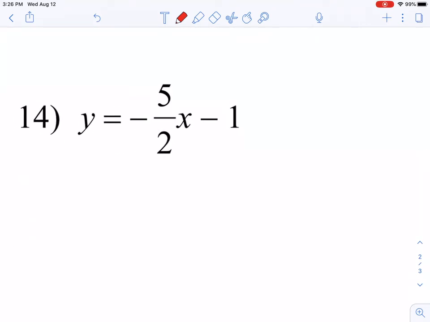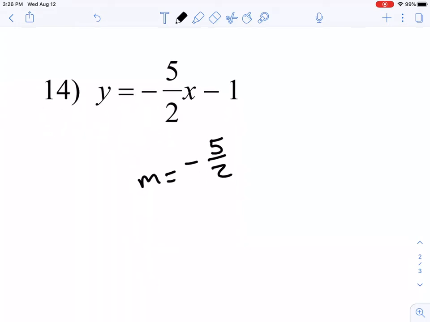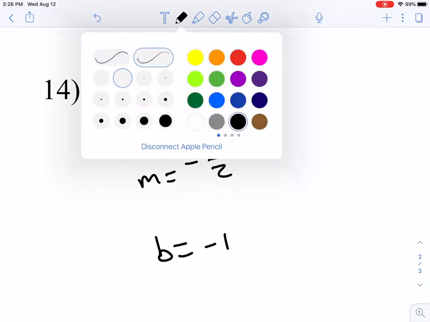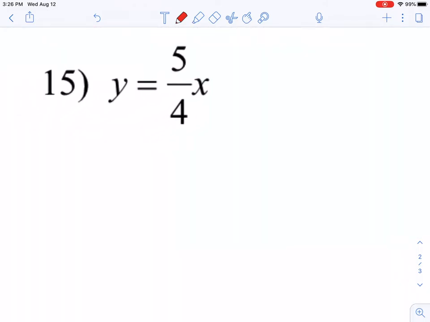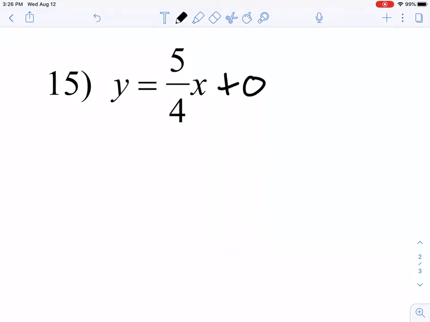Okay, here's 14. M equals negative 5 over 2. B equals negative 1. So whenever we have a negative, it's going to mean we move down and right. We're always moving right. Okay, this one doesn't have a B. We could add it in here. If there's no number at the end, we could say plus 0.